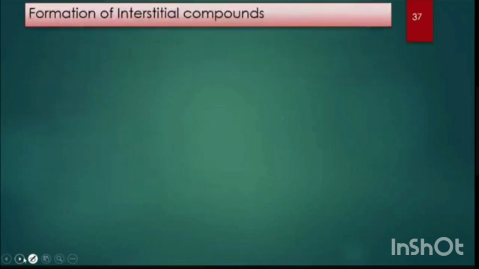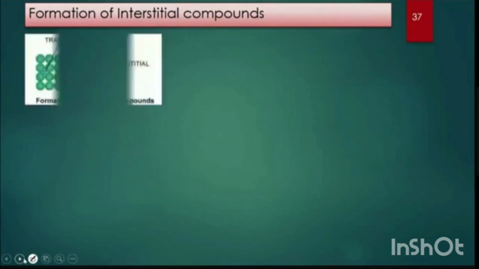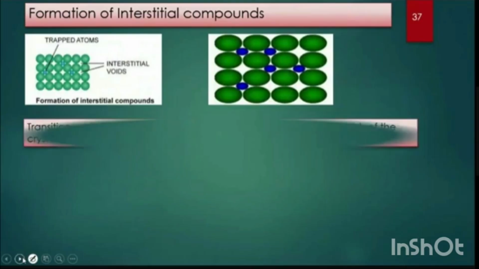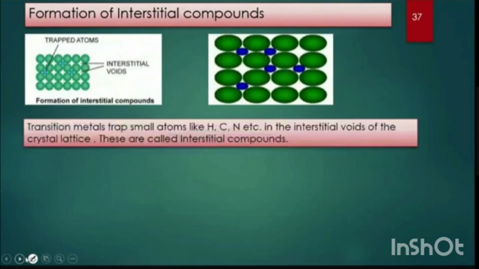Next is formation of interstitial compounds. If you look at these pictures, what you can see is the array of atoms in a repetitive manner, which is called a crystal lattice. Here, between the atoms there is a gap. Such gaps are called interstitial voids. Transition metals have a unique property of trapping small atoms like hydrogen, carbon, nitrogen, etc. in these interstitial voids of the crystal lattice. Compounds formed by this process are called interstitial compounds.